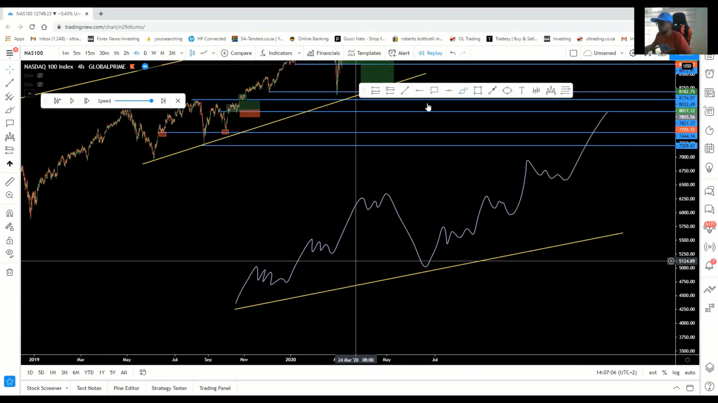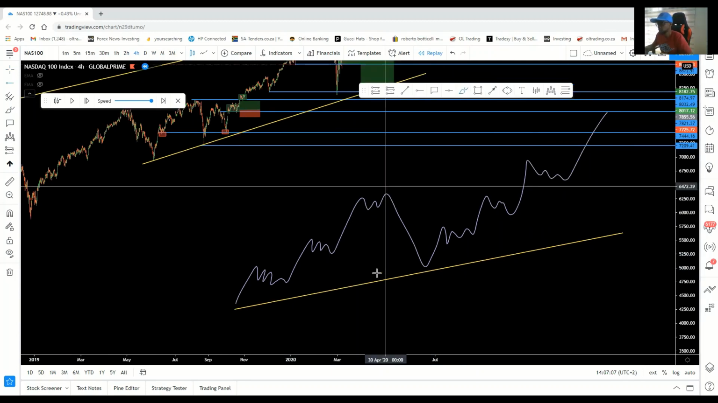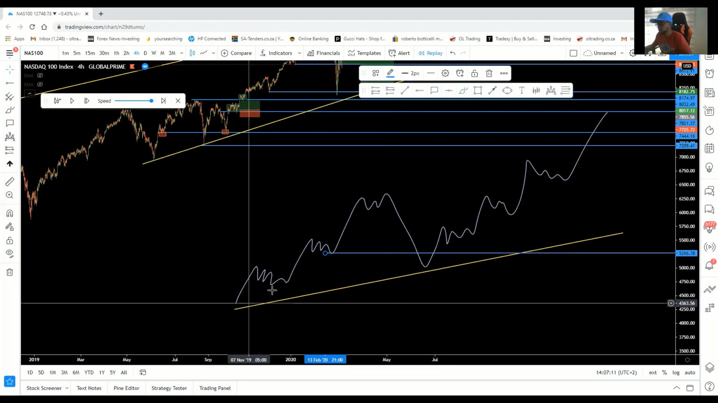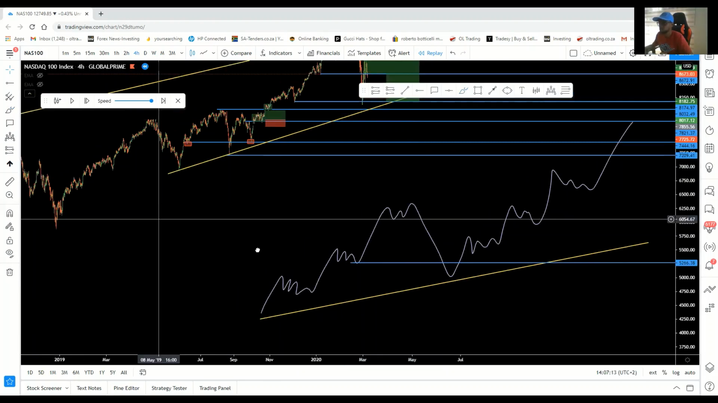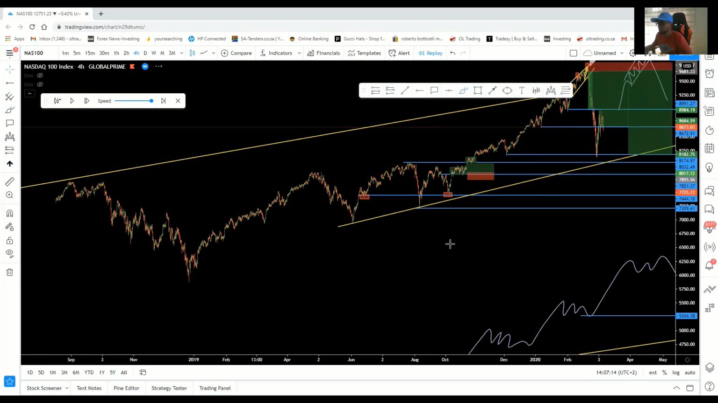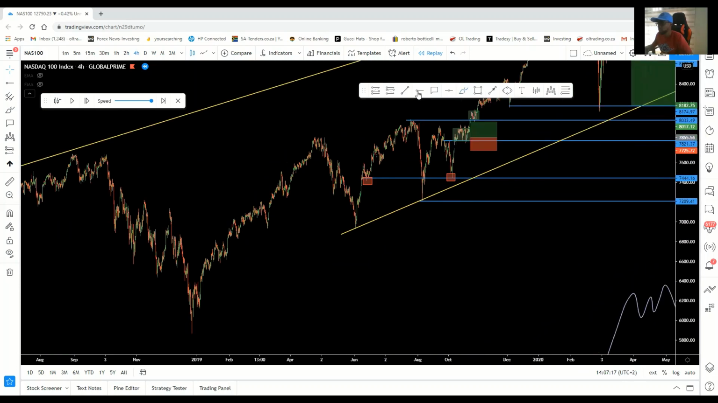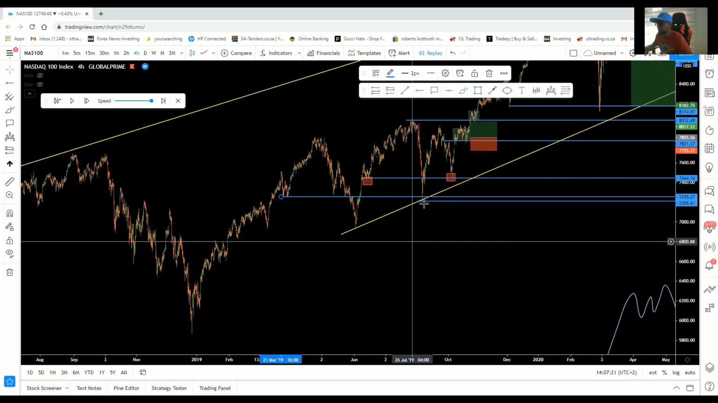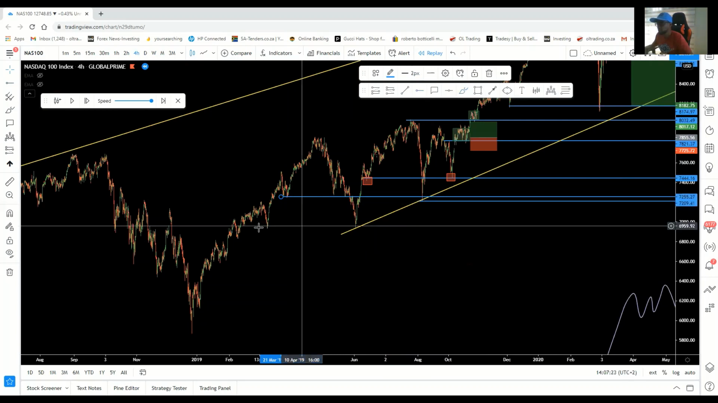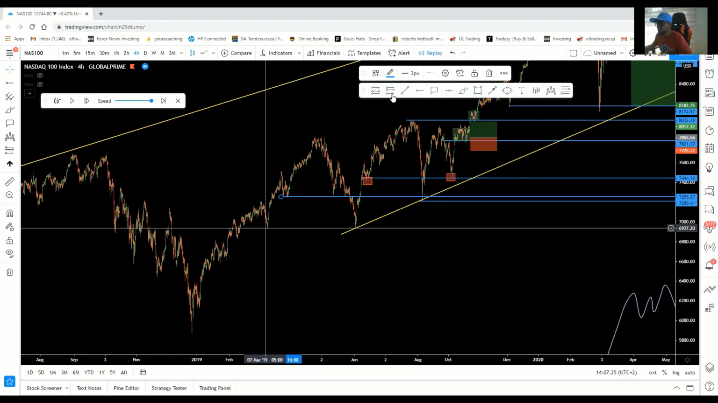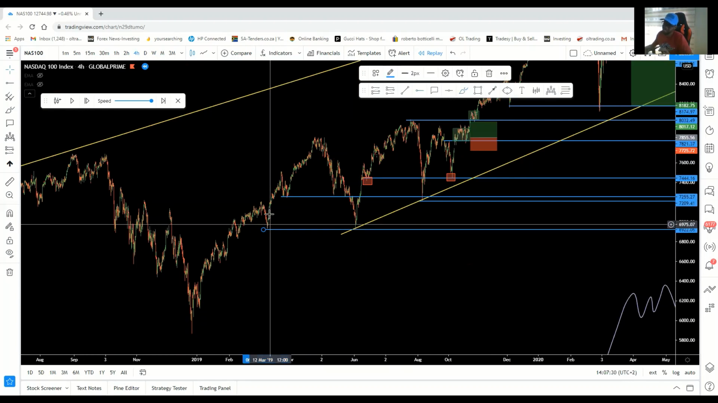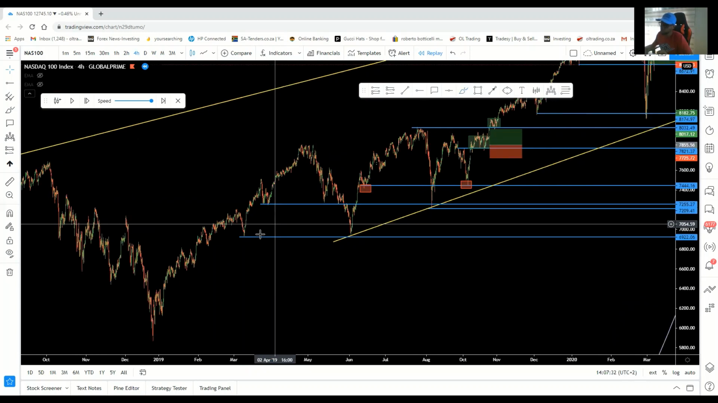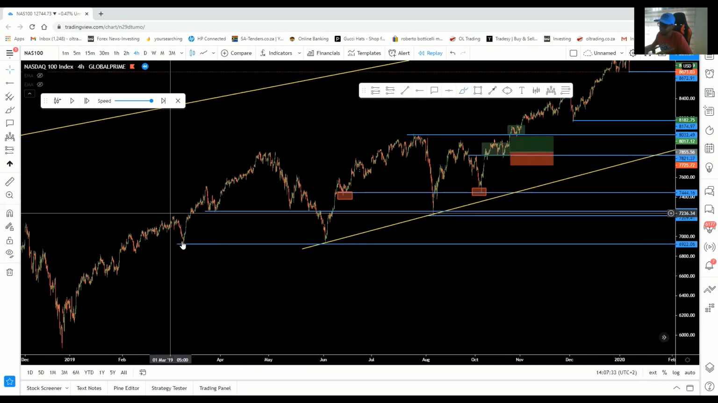It broke this one, but it didn't break this one and this one. As you can see, even here, it broke this one, but it tested this one and shot up. So you must just get to understand when Nasdaq creates a steep dip.